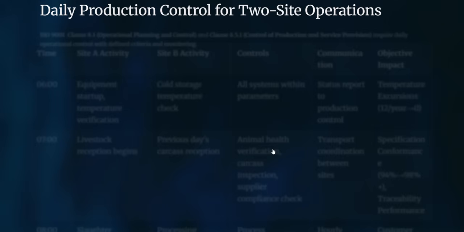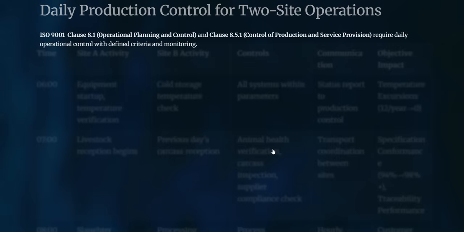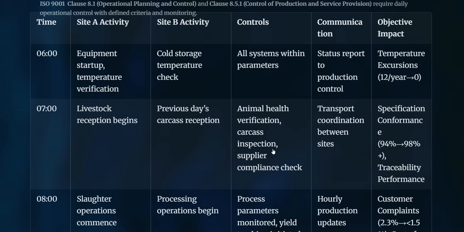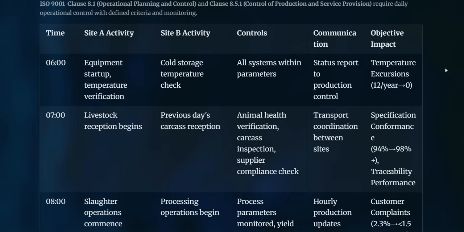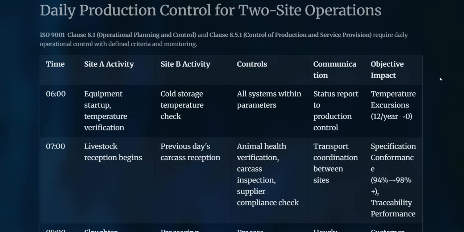The daily production control for two-site operations. ISO 9001 Clause 8.1 Operational Planning and Control and Clause 8.5 Control of Production and Services Provision require daily operational control with defined criteria and monitoring. Now, this is how our daily production and control will go according to the design we are providing.